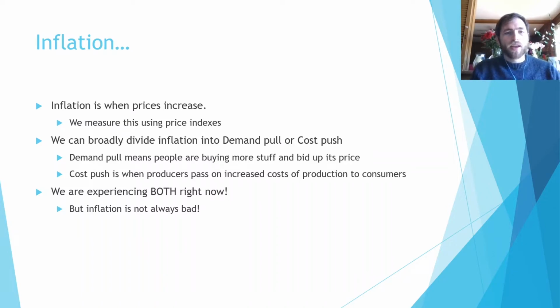Broadly speaking, we can divide inflation into demand pull or cost push. So demand pull is when consumers are buying more, and that's outstripping supply, basically the imbalance between supply and demand is a result of consumers buying more. And then cost push is whenever firms are experiencing higher costs of production, and as a result, they're passing those costs on to consumers. So right now, we're experiencing both.